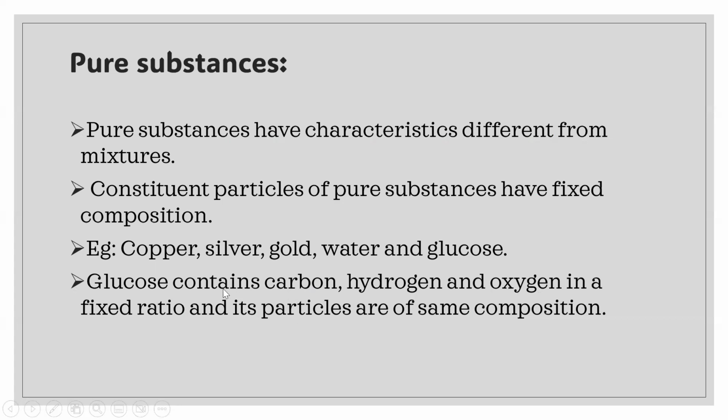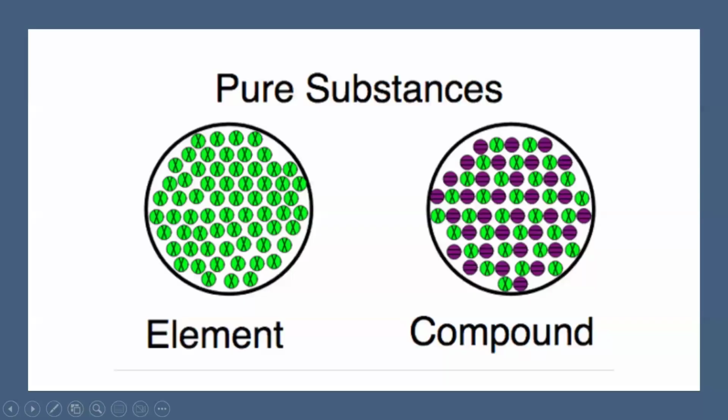We know the molecular formula of glucose is C6H12O6. Only 6 carbons can be there, only 12 hydrogens can be there, and only 6 oxygens can be there in a glucose molecule, right? So its composition is fixed. That is called a pure substance. The pure substance is classified into element and compound.